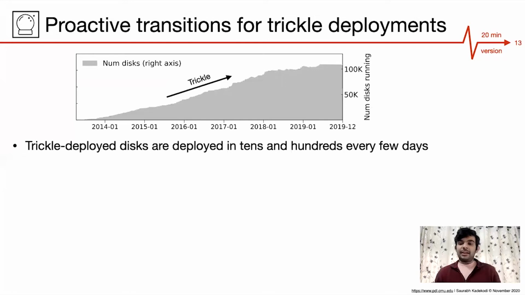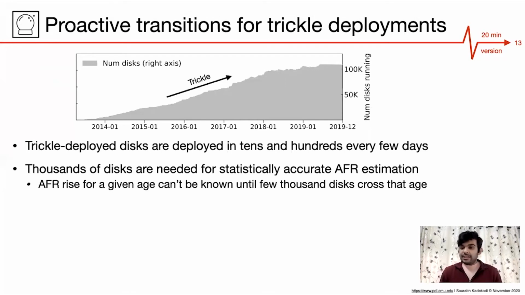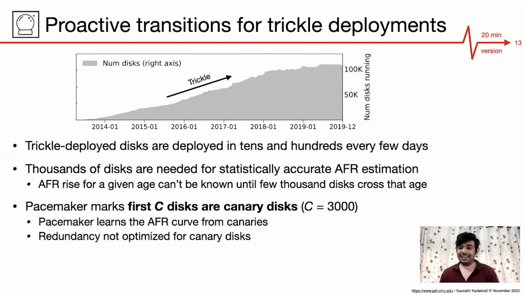Now, trickle deployed disks are deployed regularly, but a few at a time. Nevertheless, in order to get statistically accurate AFR estimates to understand when to change the redundancy, Pacemaker has to observe at least a few thousand disks at a given age. Now, because disks are deployed a few at a time, by the time Pacemaker is confident about the AFR for a given age, the oldest disks are potentially months older, and the data has been under-reliable for a few months. That could be dangerous. To overcome that, Pacemaker has the concept of canary disks.